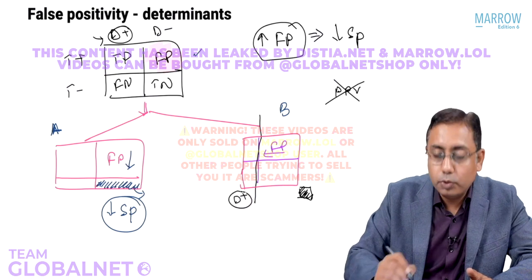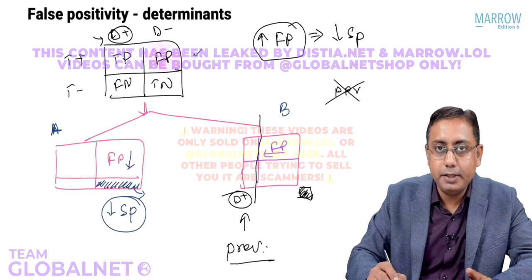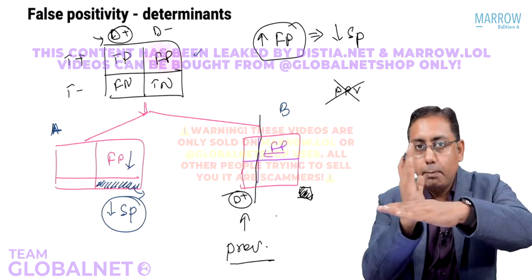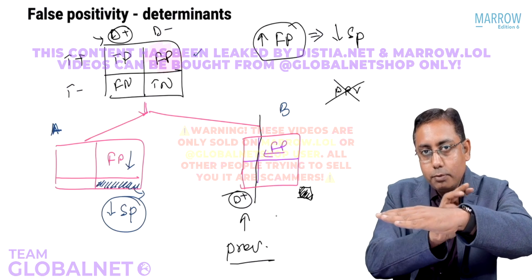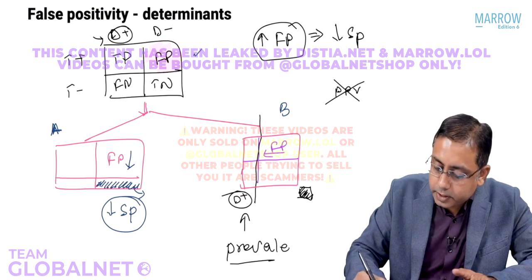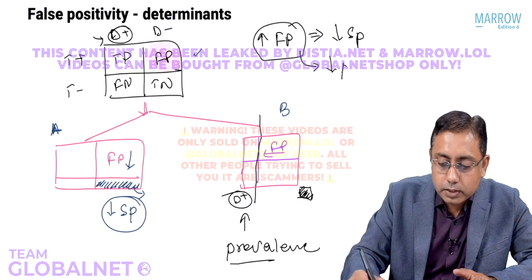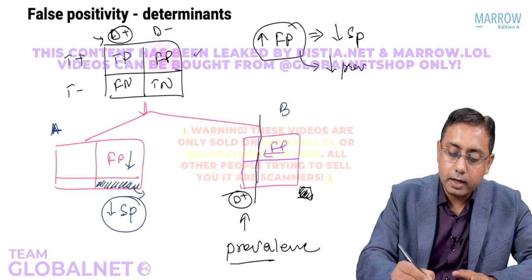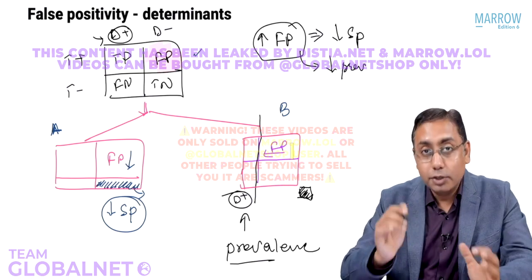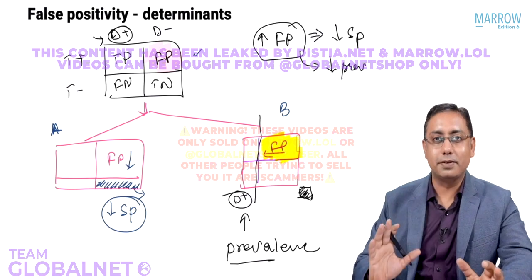The decreasing is the total D plus. That means what is decreasing? It is the prevalence which is coming down. Can you see that? The disease has become more rare, more people are healthy and fewer people are diseased. So it is the prevalence which is coming down. So in case of low prevalence also, you will start having a higher false positivity rate.